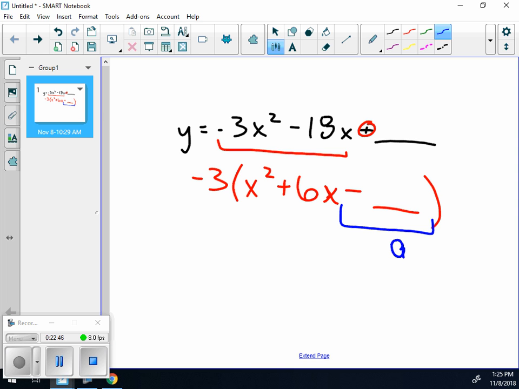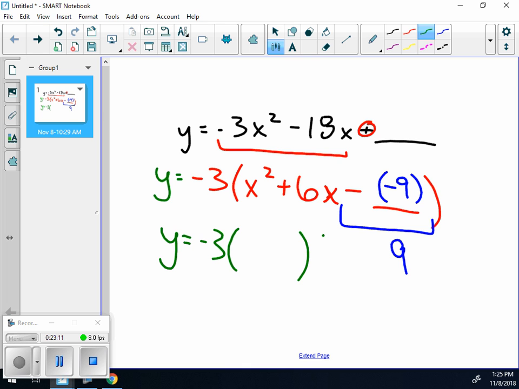So we want a 9 here. If we want a 9 here, Ian, what should we have in the blank? Negative 9, indeed. All right. From here, we have y equals negative 3. This is subtracting a negative, which makes it a positive. So now we have x squared plus 6x plus 9.